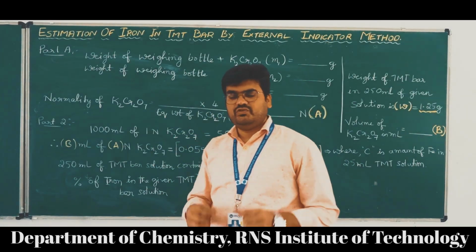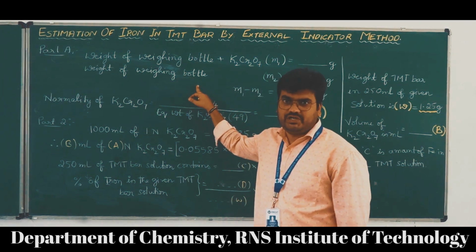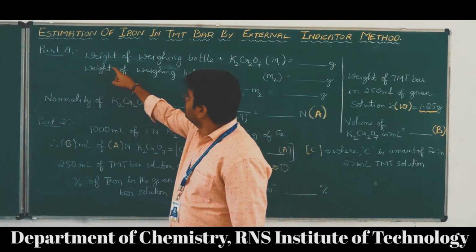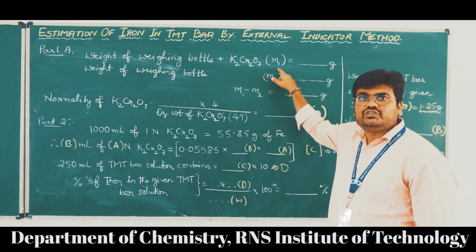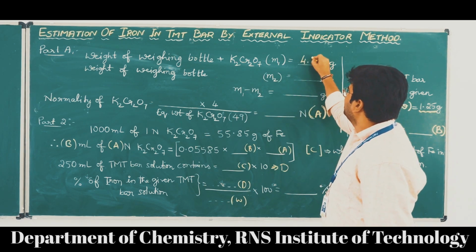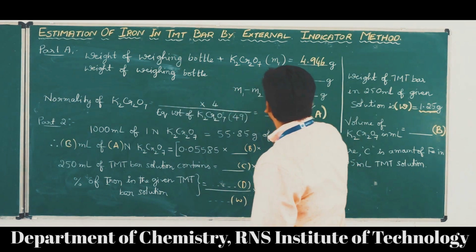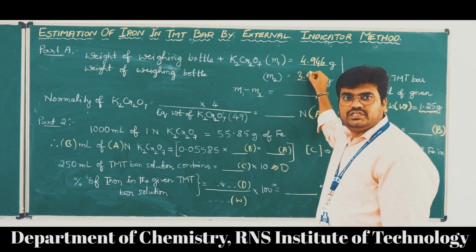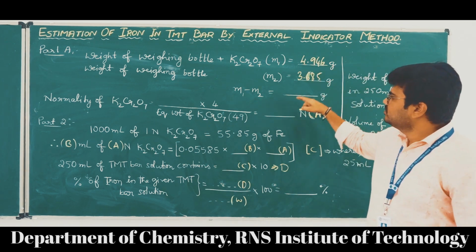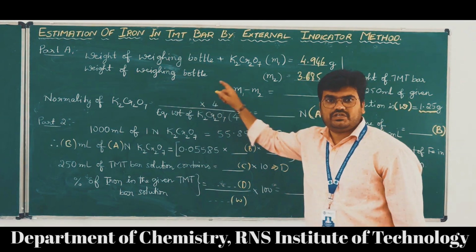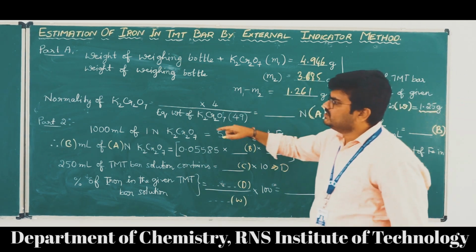After completing the titration we will get the burette readings, concordant burette readings. So the last step is now the calculation part, right? In part A, we have already taken the weight of the weighing bottle plus K2Cr2O7 solution. It is M1, 4.946. It comes this much, right? And then the weight of the empty weighing bottle is 3.685. Okay. So you have to subtract these two, and you will get the weight of salt you have transferred, and that will be 1.261.